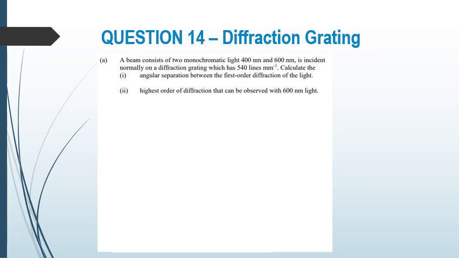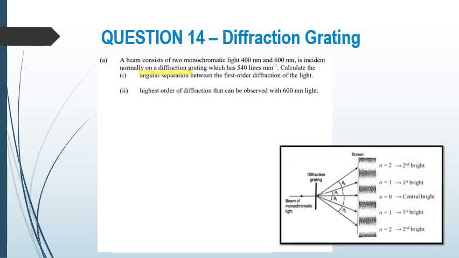So how are we going to solve it? First of all, you have to understand what is meant by angular separation. Angular separation means the question is asking for the angle between the first order diffractions of both lights, the light of 400 nanometer and 600 nanometer. If you look at the diagram on the right hand side, angular separation represents the angle right here. So you are going to calculate the angle from the central bright until the first bright.